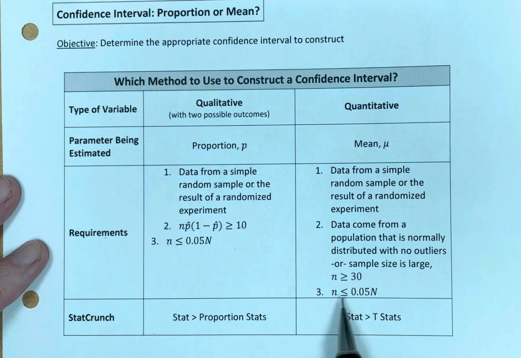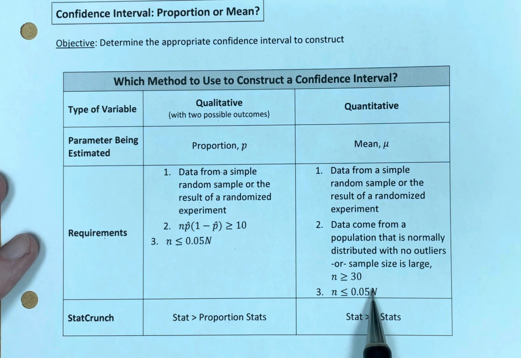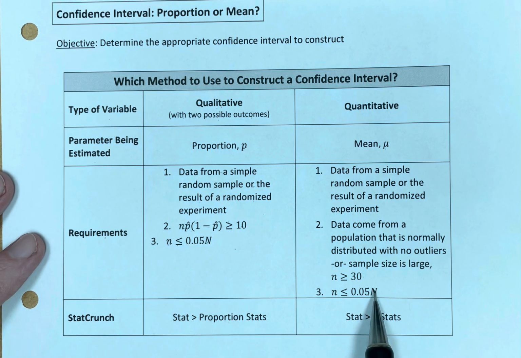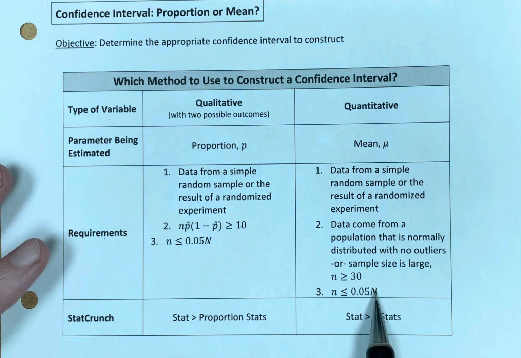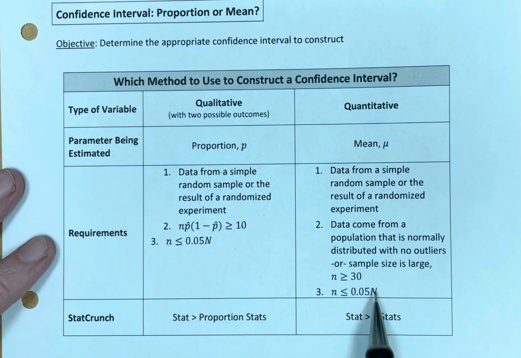And then finally, our sample size must be smaller than or equal to 5% of the entire population. And again, that's almost always met. Very rarely are we going to be dealing with a population that's that small. We're talking about all the people in the US or all the children that are in 5th grade, et cetera. When it comes to StatCrunch, we're using the T Stats functionality under Stat, because it's drawing from the T table to do the math for us.